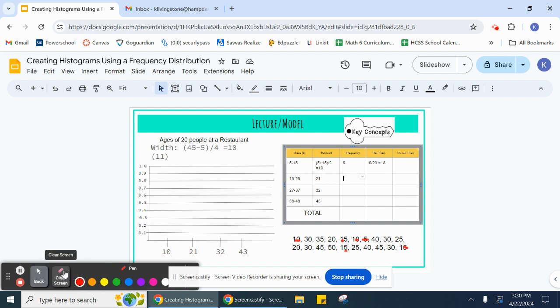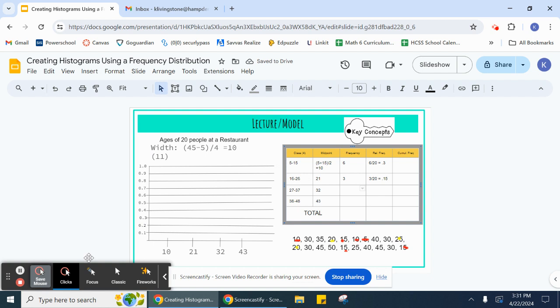All right, let's go back. Now we need to find how many numbers are between 16 and 26. Let's change our color. We have 20, 25, another 20, and that is it. So we just have 3. 3 out of 20 would be 0.15 or 15%.